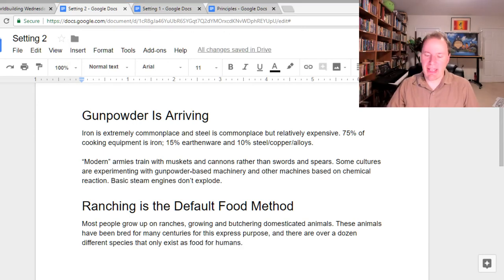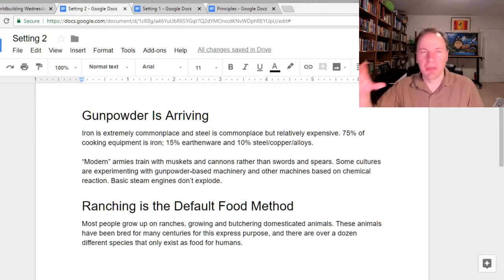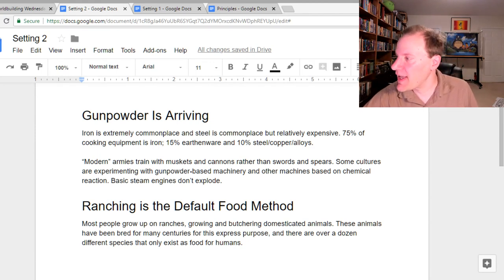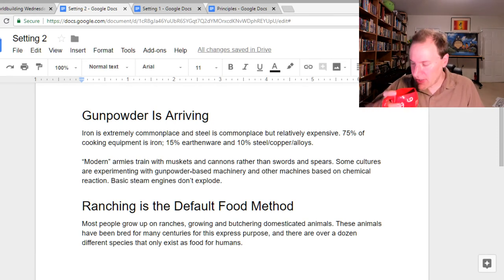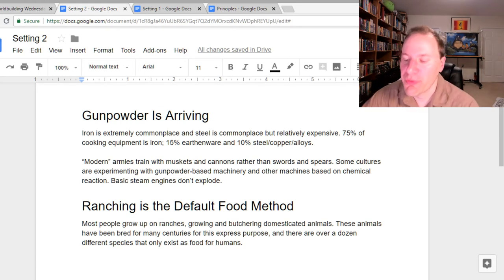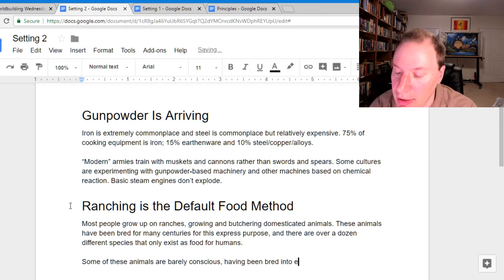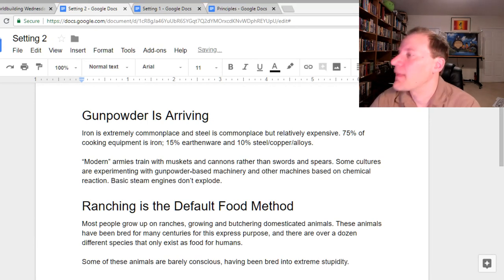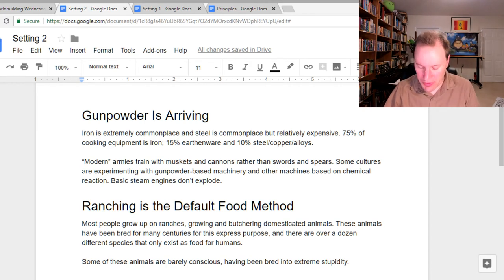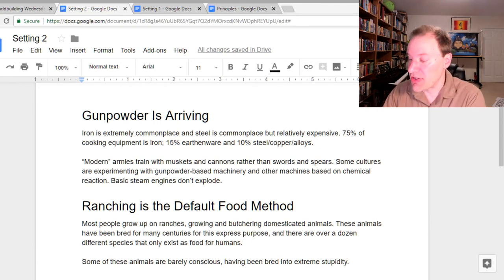I'm also going to assume in this that it is a human-based culture. We're not going to go too wild about having everybody be crystal blobs or things like that. We're just going to go human-focused for simplicity's sake. All right, so it's a very meat-based society. Let's go even further and say some of these animals are barely conscious, having been bred into extreme stupidity. So we have these animals whose job is to sit and eat, and they just do that over and over again, and there is no purpose for them beyond this.